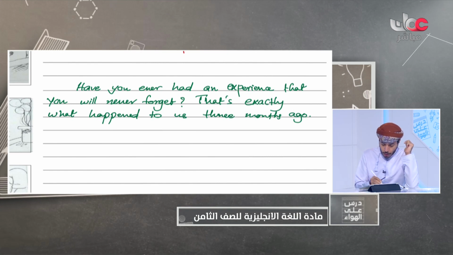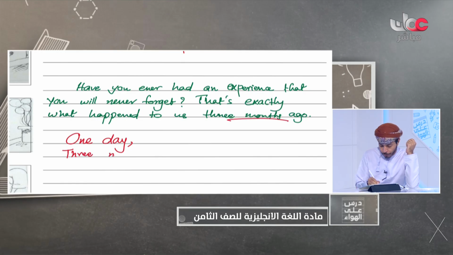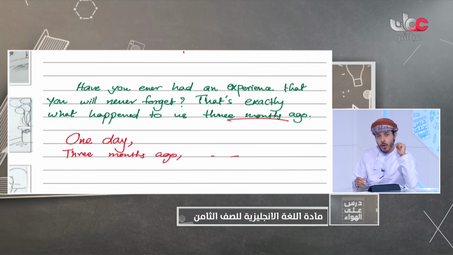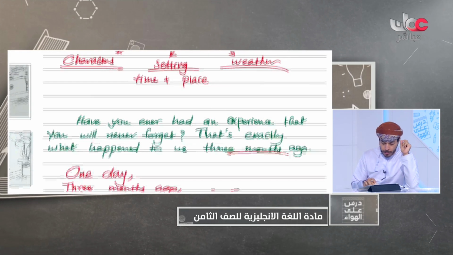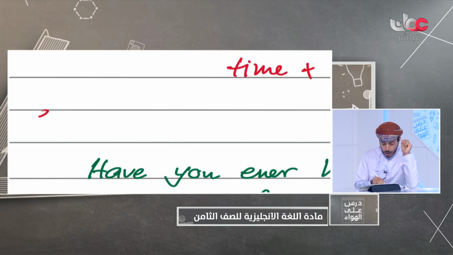For example, you can say one day. Or you can say 3 years ago or 3 months ago, because we are talking about 3 months. And then you start developing your events. Events تعني أحداث. Events. I will write it here. Good.